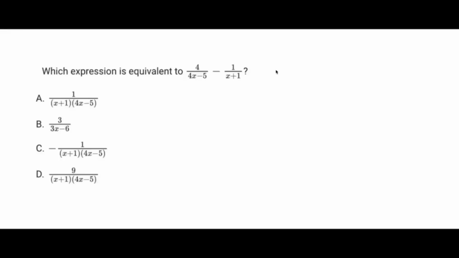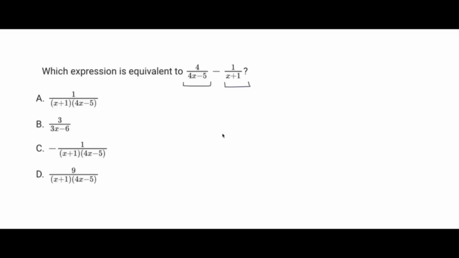Which expression is equivalent to 4 over 4x minus 5 minus 1 over x plus 1? So we have a bunch of answer choices here, and the first thing we want to do to simplify this for equivalent expressions is just get the same denominator, right? That way it's easier to work with, and we can actually do some arithmetic. So we see here that in the first term, we have 4x minus 5 at the denominator, and for the second term, it is x plus 1.